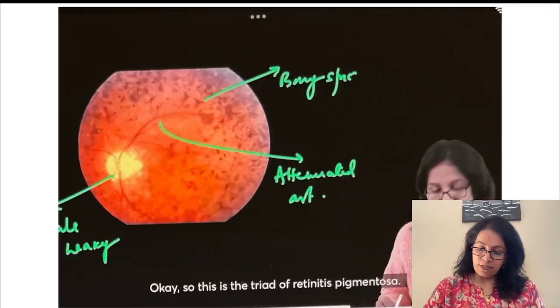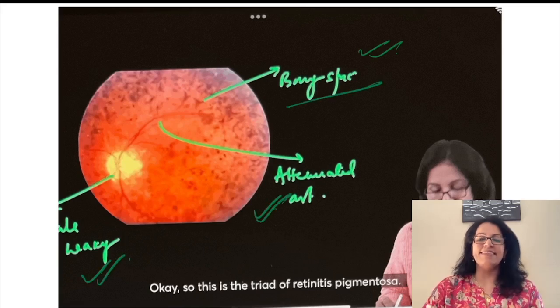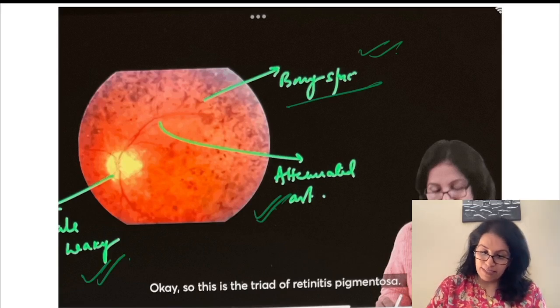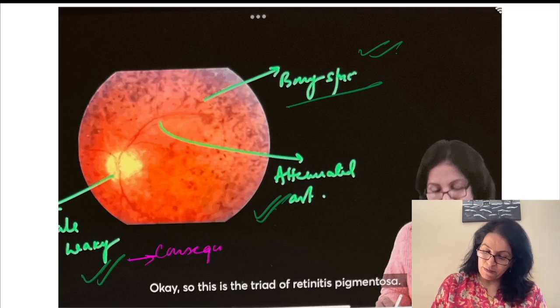Of course, then they have asked you about the typical triad. What is the triad of RP? Bony spicules, attenuated arteries, pale waxy disc. And do you all remember pale waxy disc is what type of optic atrophy? The consecutive optic atrophy.